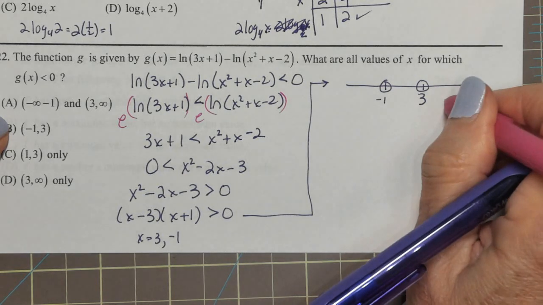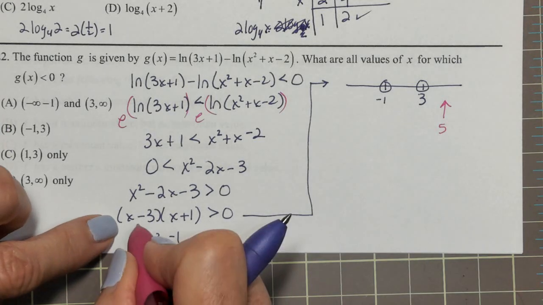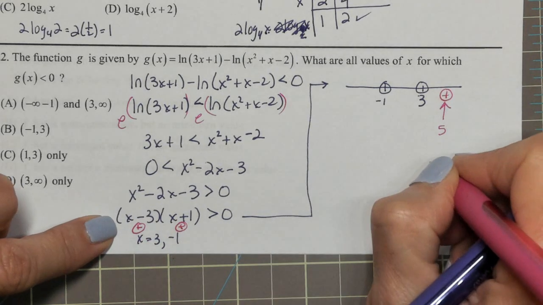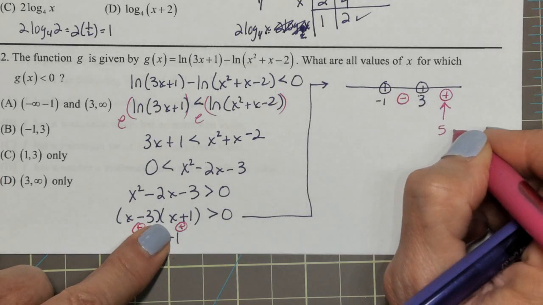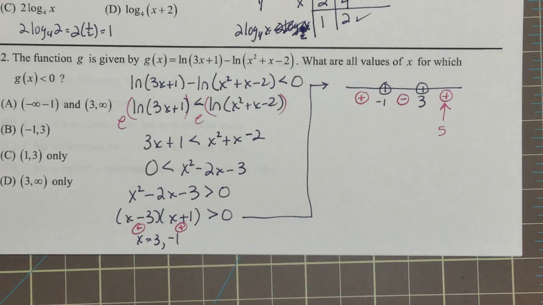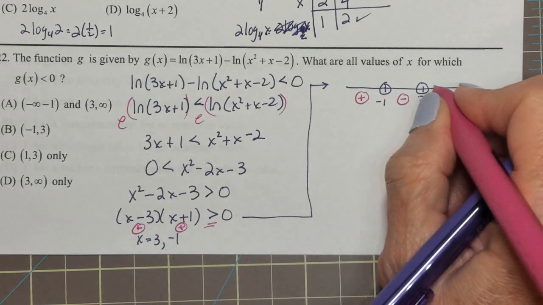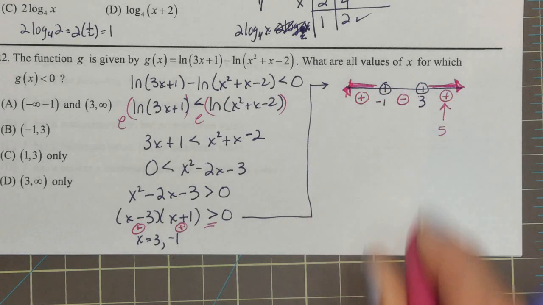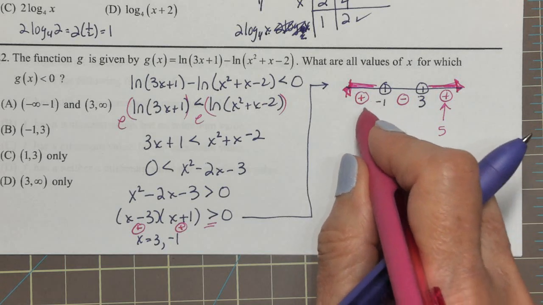And now I'm going to put in some values. If I put a value in here like 5 or 10 or 100, I'm going to get a positive times a positive, which is a positive. And I'm going to switch signs around the 3 because it came from an odd-powered factor. And I'm going to switch signs around the negative 1 since it came from an odd-powered factor. And I want to keep the ones that are greater than. So I want to keep this one and this one. So the correct answer there, oh wait, I would keep this one. I would keep this one.